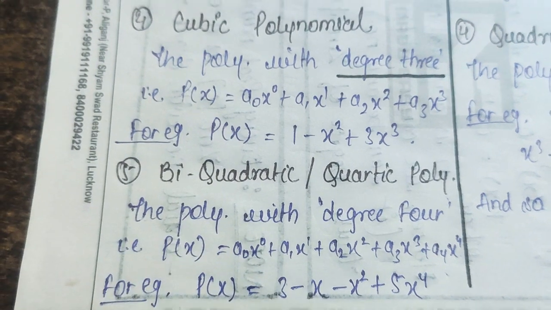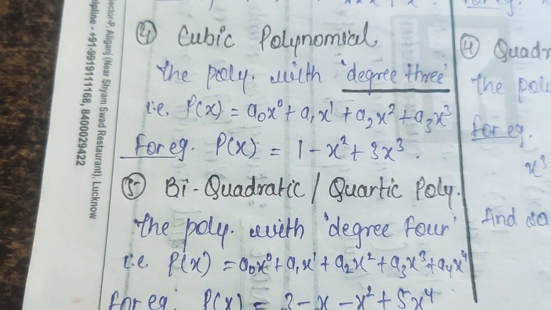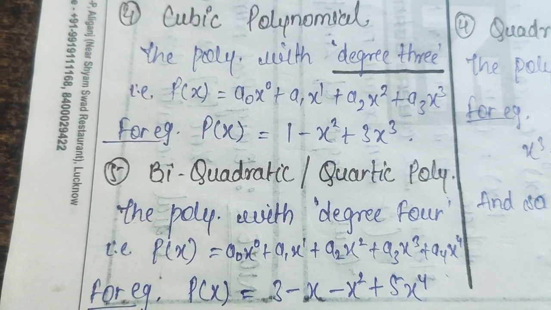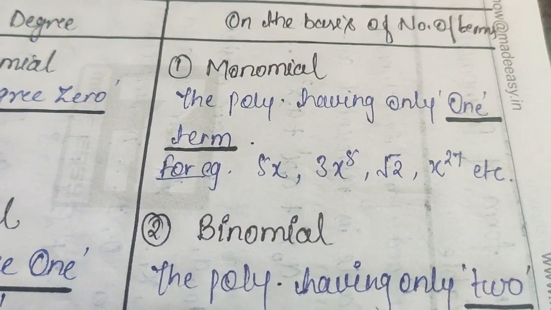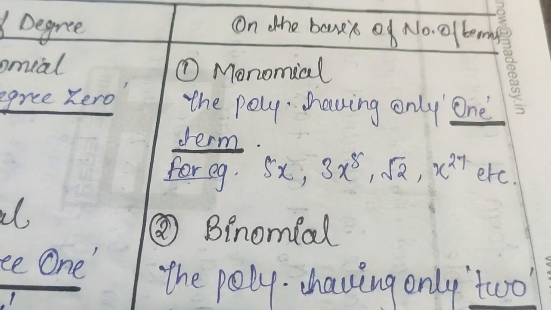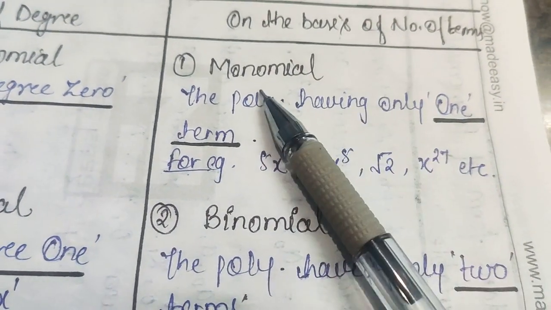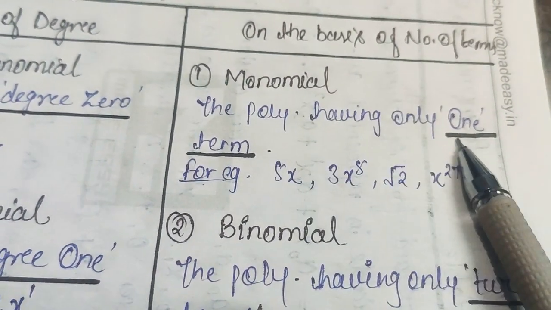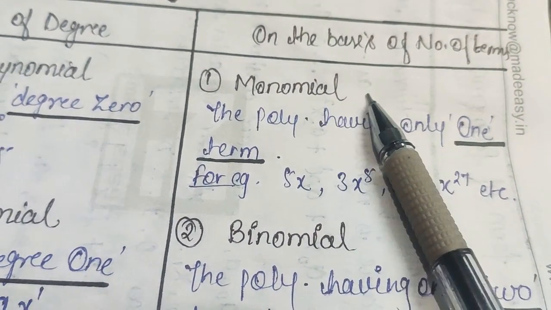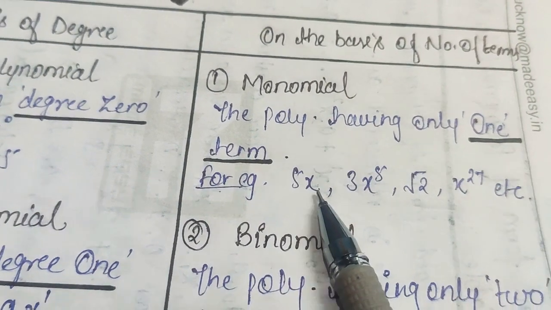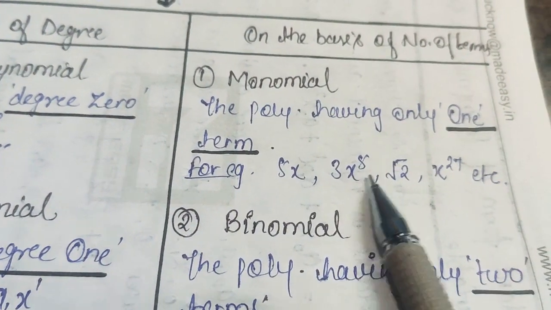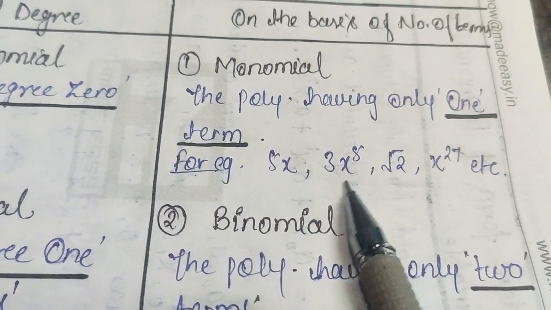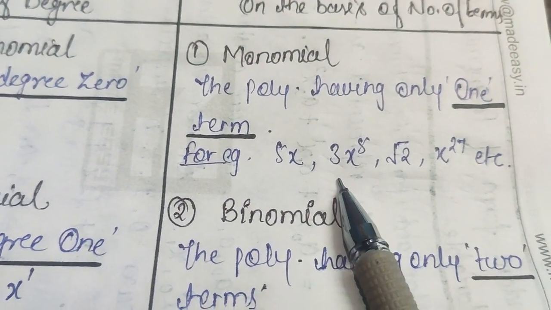Now moving to the types of polynomial defined on the basis of number of terms. So whenever you will be having only one term in a polynomial, then you will say it is a monomial. Mono means one, and a polynomial with only one term will be called a monomial. You can see the examples like 5x, 3x to the power 5, root 2x to the power 27, etc. are the polynomials with only one term.